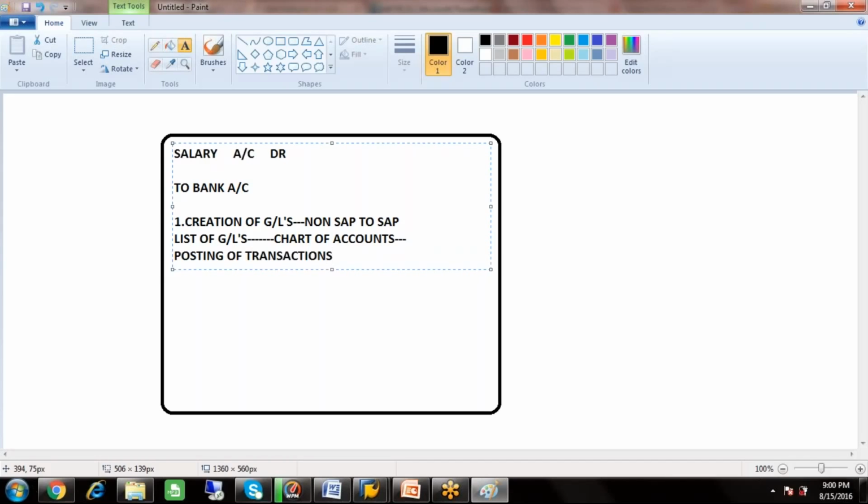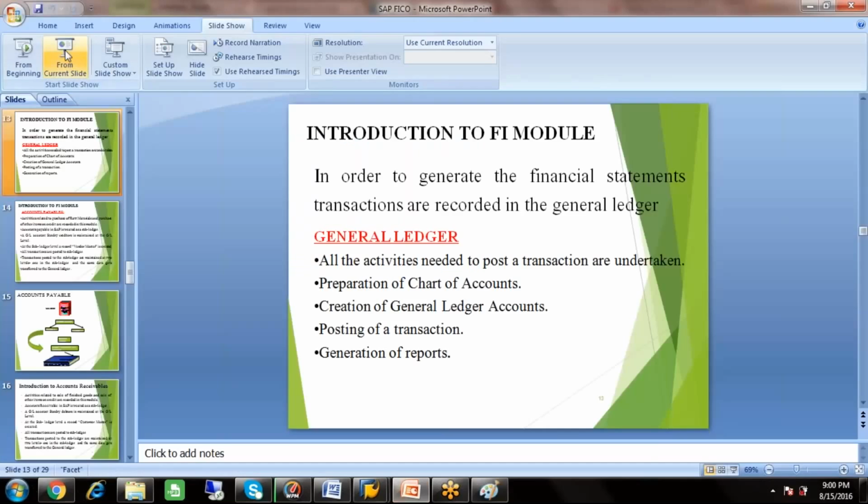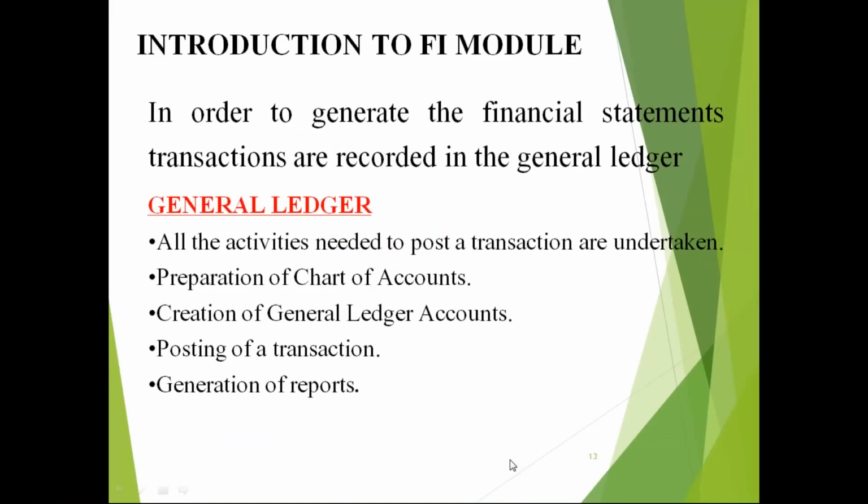All my day-to-day activities will come into the picture only after I create my chart of accounts and my GL accounts. So things are okay till here? Yeah. The same thing I have put here. All activities needed to post a transaction are undertaken: preparation of the chart of accounts, under which we go for creation of the general ledger accounts, then posting of a transaction, and depending on requirement, generation of reports.